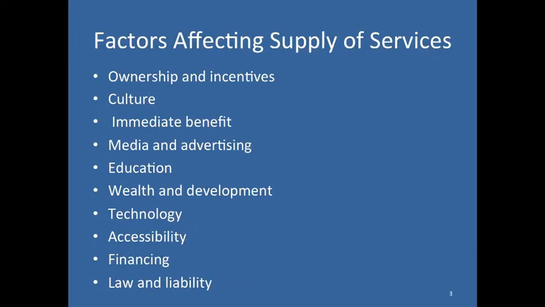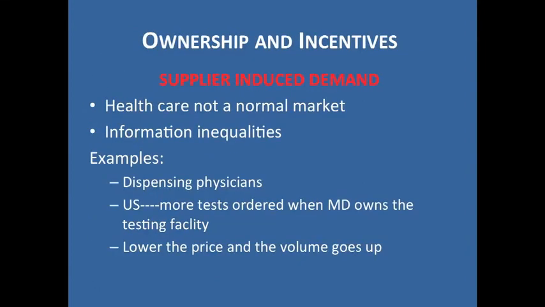I'm going to cover 10 areas that affect supply. These are listed here. And as you can see, some were already touched on in the talk on the economics of supply and demand. Firstly then, we'll look at ownership and incentives and how they affect supply.